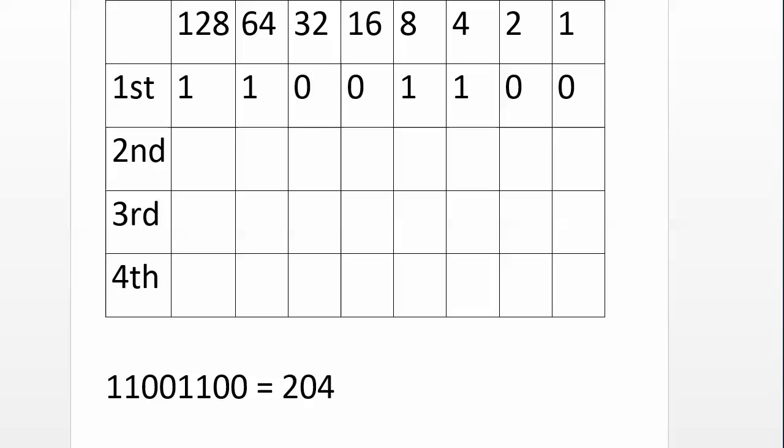So 11001100, all you're going to do there is add up 128 and 64 and 8 and 4. So you've got 192 with those first two numbers. You add 8, that makes 200. You add 4, that makes 204. That's all there is to it. And again, it doesn't matter if they give you 4 binary strings or 1 binary string. You're doing the same thing every single time.